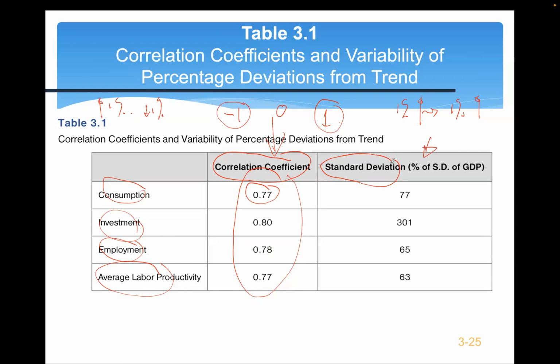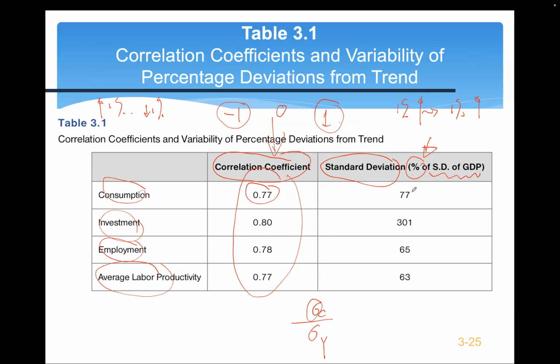Standard deviation essentially is just measuring how volatile your deviation from your trend is, right? And here we use the standard deviation of GDP as normalization. So basically, we just use the standard deviation of C divided by the standard deviation of Y. By the way, this is called sigma. Sigma C is the standard deviation of consumption divided by the standard deviation of Y. And hence, we get a percentage.